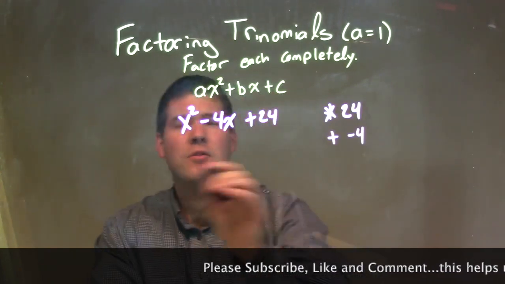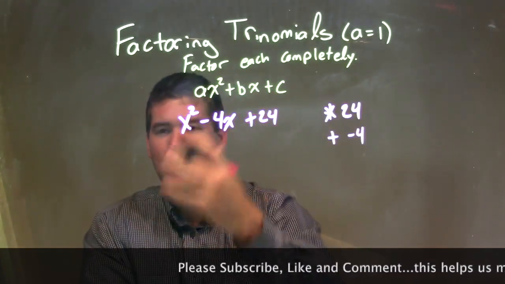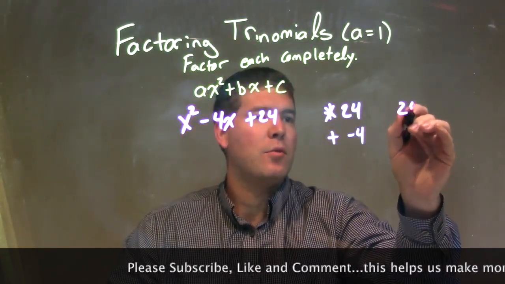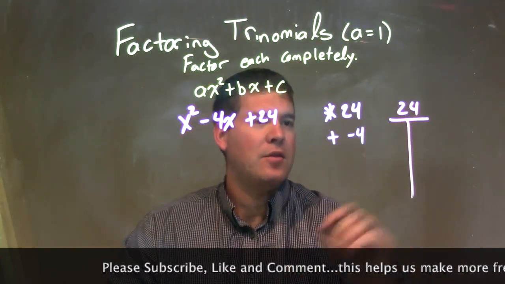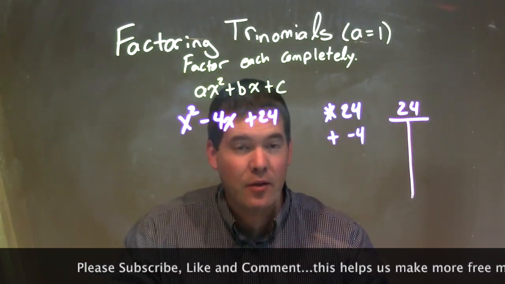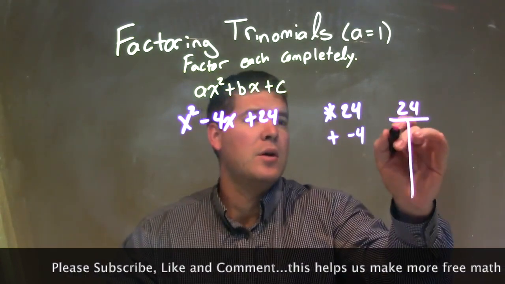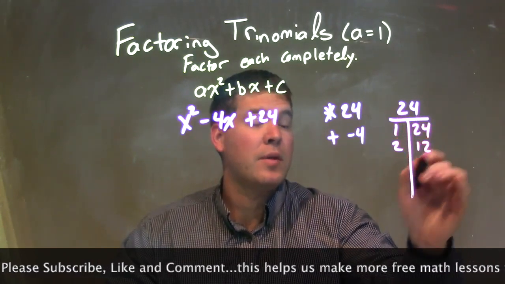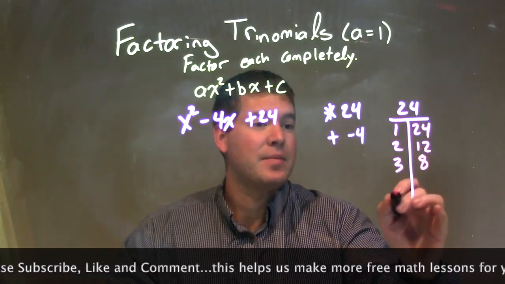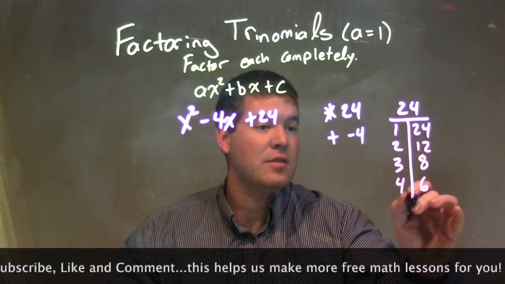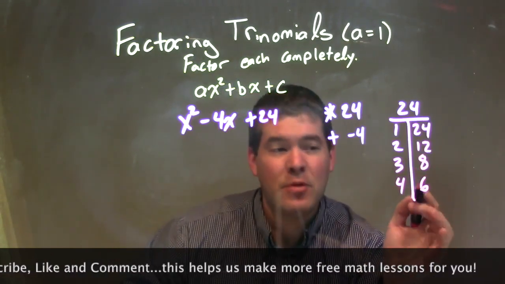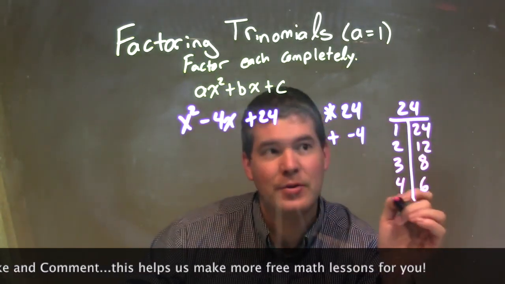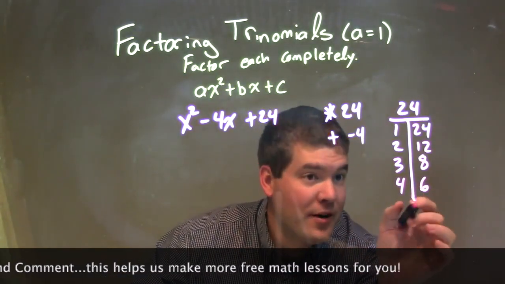So a lot of times when I have a hard time finding two numbers, let's break it down. Let's put 24 right here. I'm going to take what's being multiplied and make a list of all the numbers that multiply to 24. Two numbers, 1 and 24, 2 and 12, 3 and 8, 4 and 6, and then after that, it's just going to flip back, 6 and 4, 8 and 3, 12 and 2, and 24 and 1.